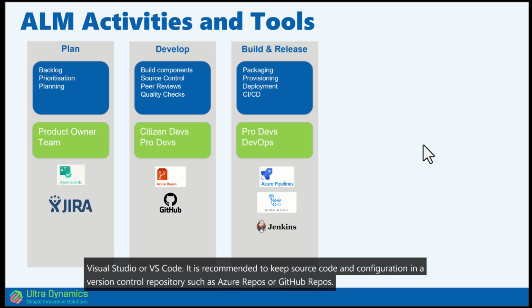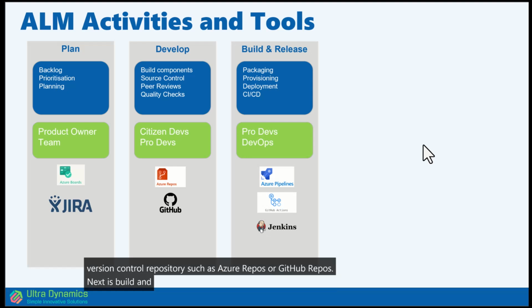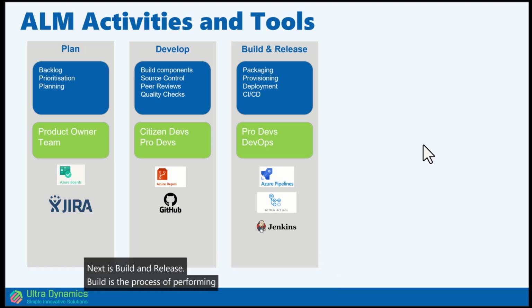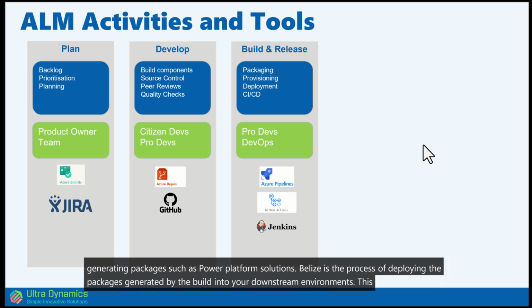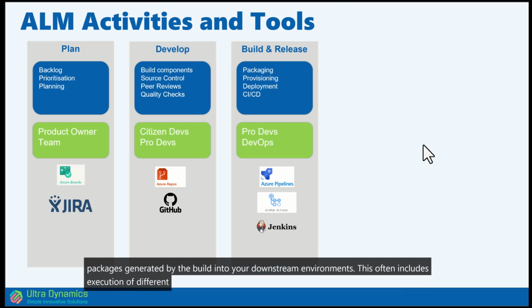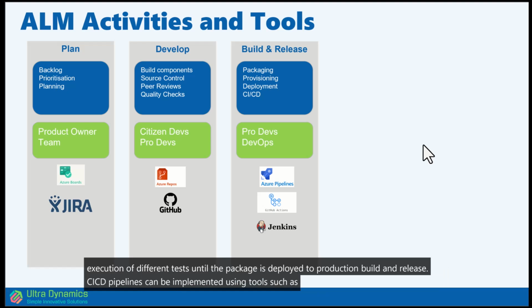Next is build and release. Build is the process of performing validations on your source code and configuration and then generating packages such as Power Platform solutions. Release is the process of deploying the packages generated by the build into your downstream environments. This often includes execution of different tests until the package is deployed to production. Build and release CI/CD pipelines can be implemented using tools such as Azure Pipelines, GitHub Actions, or even Jenkins.